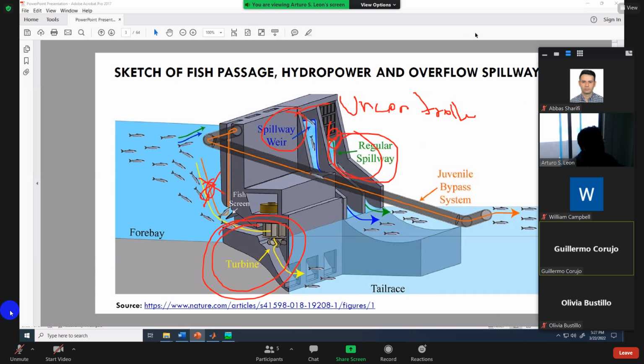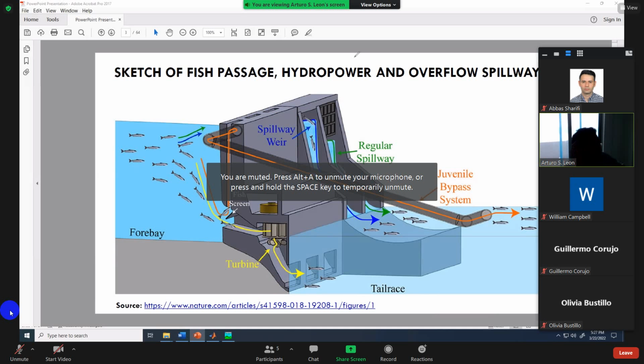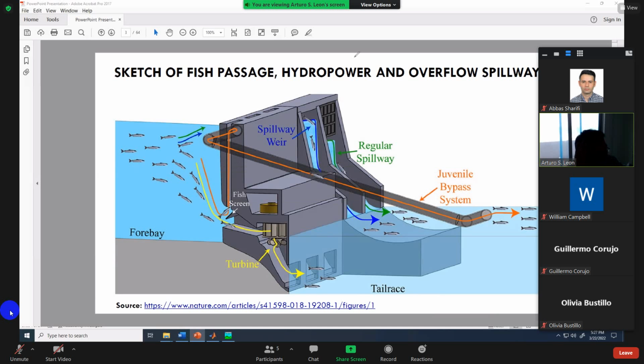Yes, Professor. So are dams always like this, or do some other countries use different types of dams, or is there only one? There are many types of dams, but this is the general, complete type of dam. Some dams only have a turbine. They don't have this, and then they have a spillway weir. Every single dam in the US or everywhere has to have the spillway weir because it is an emergency spillway. So it has to have that.